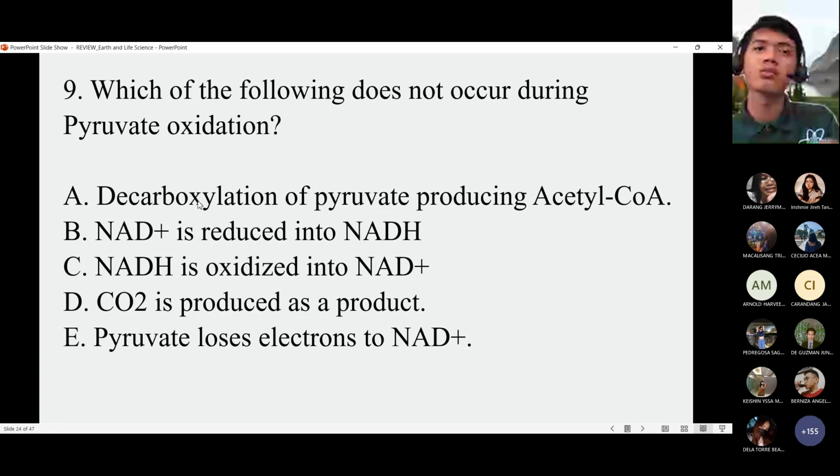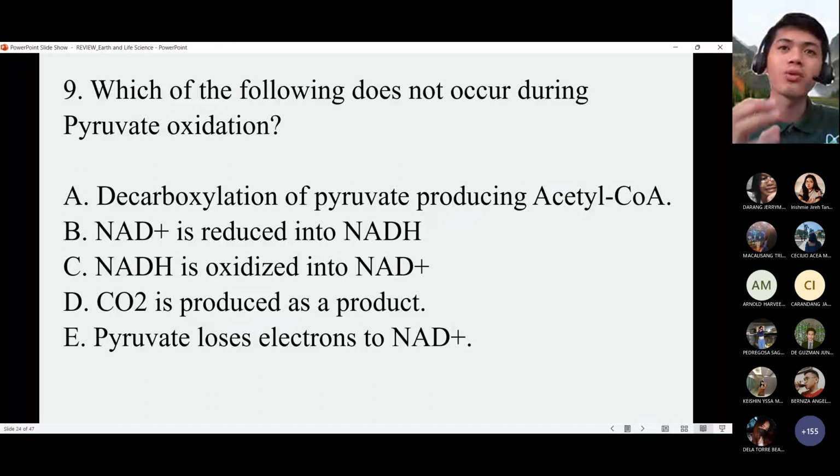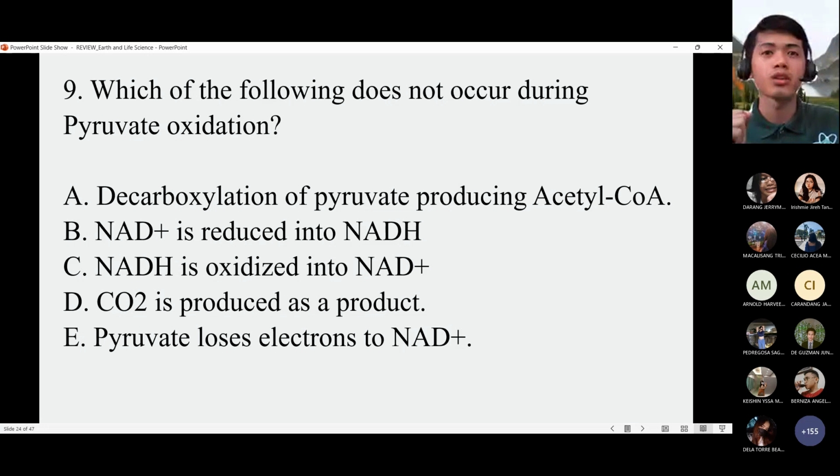Now let's proceed to the next question. Which of the following does not occur during pyruvate oxidation? Is it the carboxylation of pyruvate producing acetyl coenzyme? Nasabi ko to kanina. NAD plus is reduced into NADH. NADH is oxidized into NAD plus. Carbon dioxide is produced as a product. Pyruvate loses electron to NADH. Ano kaya yung sagot dyan? Okay, is it A, B, C, or D?